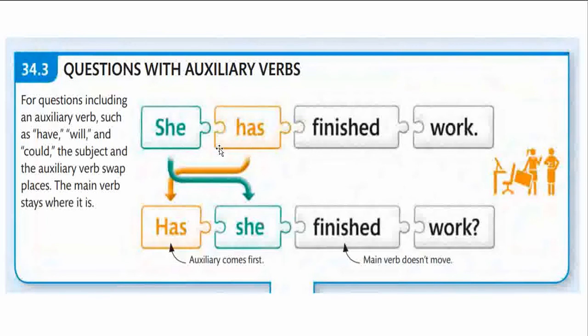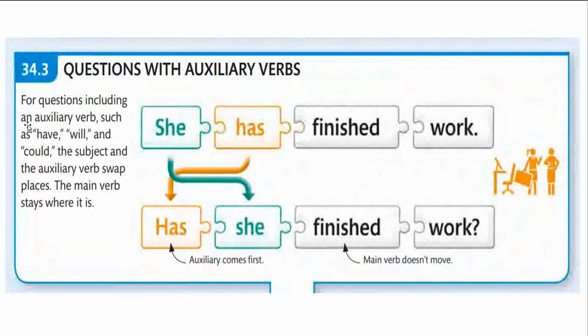In this case, we are using has, third person, so we'll take has. For auxiliary, now the same rule is applied. She has changes to has she. She has finished work. Has she finished work? Auxiliary comes first and the main verb does not move. It remains there itself. Let us study the rule.